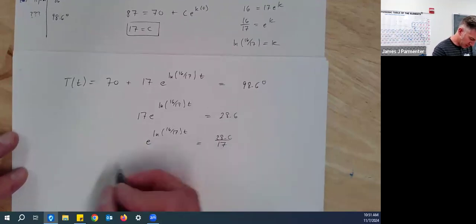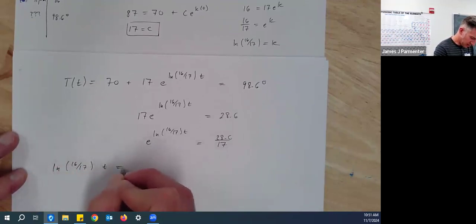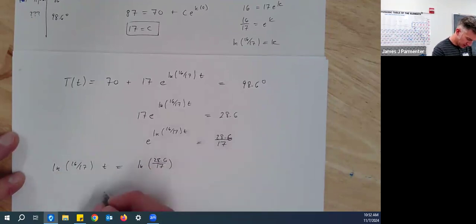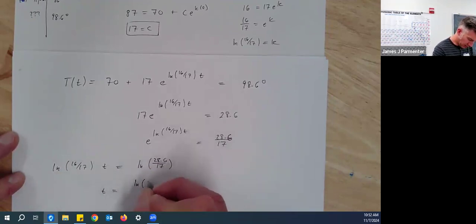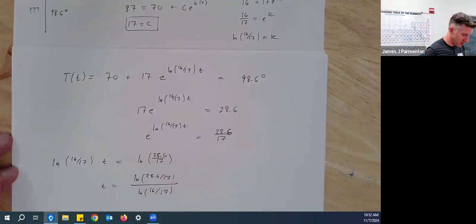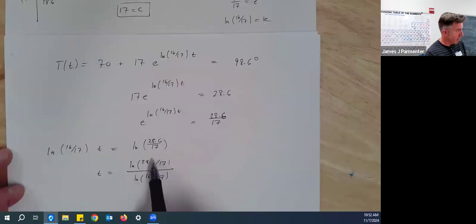Take the natural log of both sides, so we're going to get the natural log of 16 over 17 times t is equal to the natural log of 28.6 divided by 17. And finally, t is going to equal the natural log of 28.6 over 17 divided by the natural log of 16 over 17. And I will point out that this answer is going to be negative, because the natural log of 28.6 over 17 is positive because that number is larger than 1, but the natural log of 16 over 17 is negative because the thing you're taking the logarithm of is smaller than 1.